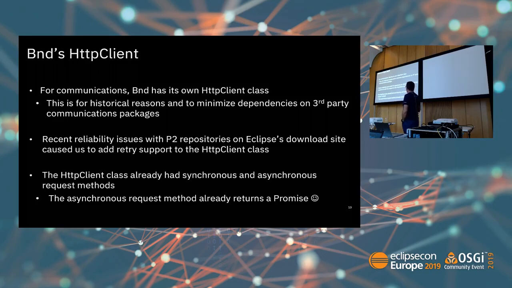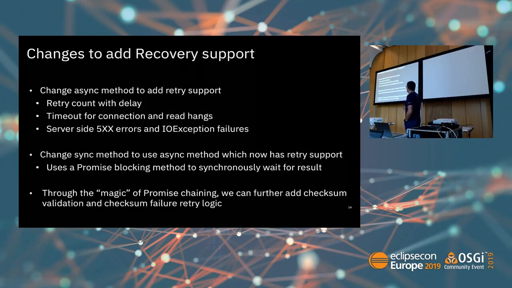So the HTTP client already had some synchronous and asynchronous request methods. And fortunately, the asynchronous method already used a promise, so we were already eating that dog food. But I wanted to take what we had and add retry support to it without too much swizzling of the code. So basically what I wanted to do is change the async method we already had to return a promise and add retry support on it.